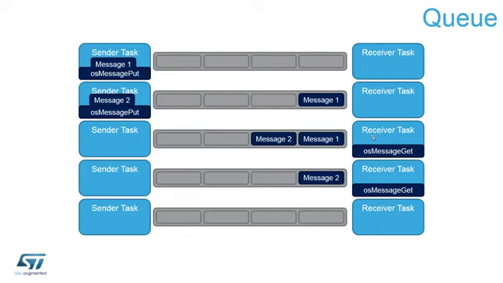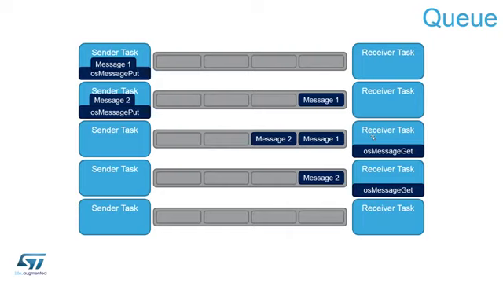Let's imagine that we have one sender task and a receiver task. The sender task will send the messages into the queue using the osMessagePut function. After it sends the first message with this function, it will be put in the queue in the first place. The receiver task at that moment waits for the message with the function osMessageGet. If the sender task in between sends another message, it's also put in the queue, and when the receiver task asks for the message, it can get it through the osMessageGet function.